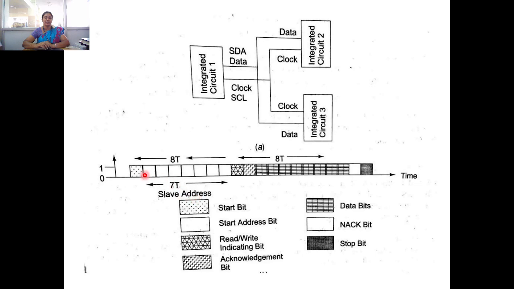Here, the first one is a start bit, and the second one is the address bit, and the next one is the execution, that is the read and write part, and another one is the acknowledgement part. And this is your data bits, and this is your final data transmitted, and this is your acknowledgement bit. That is the last bit, and this is your stop execution bit.